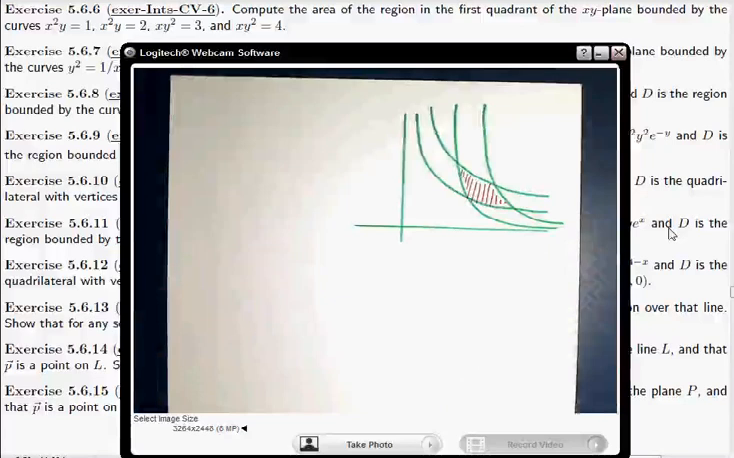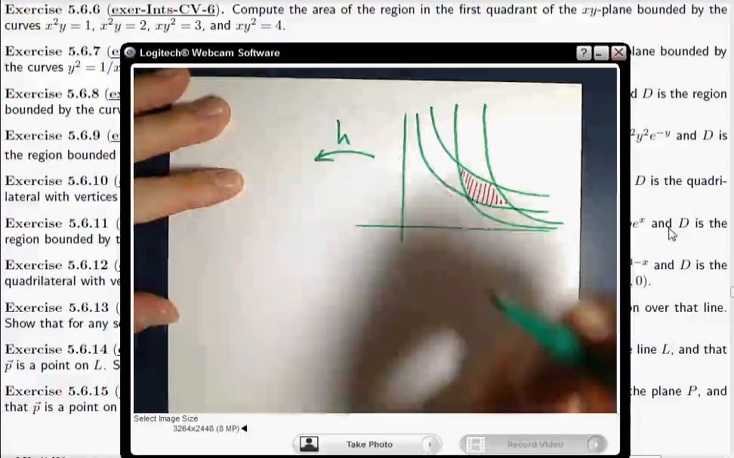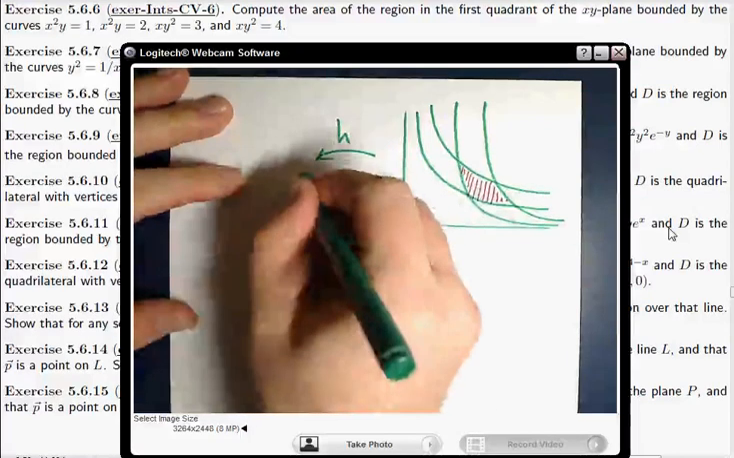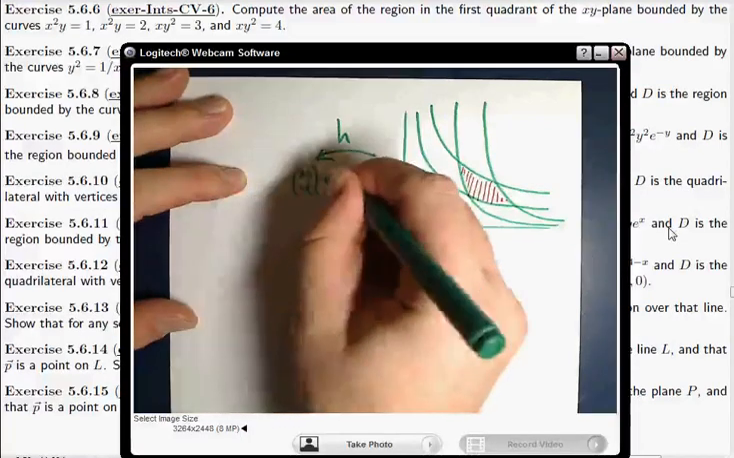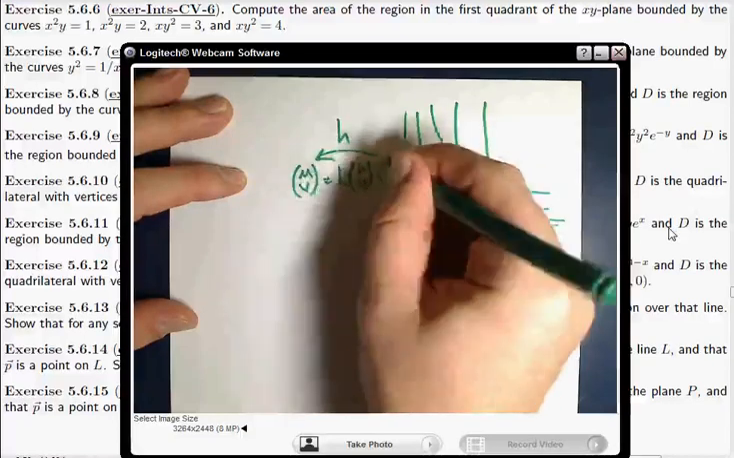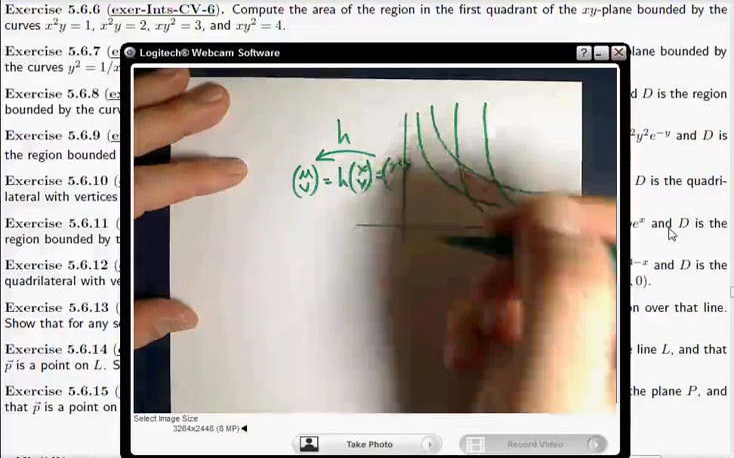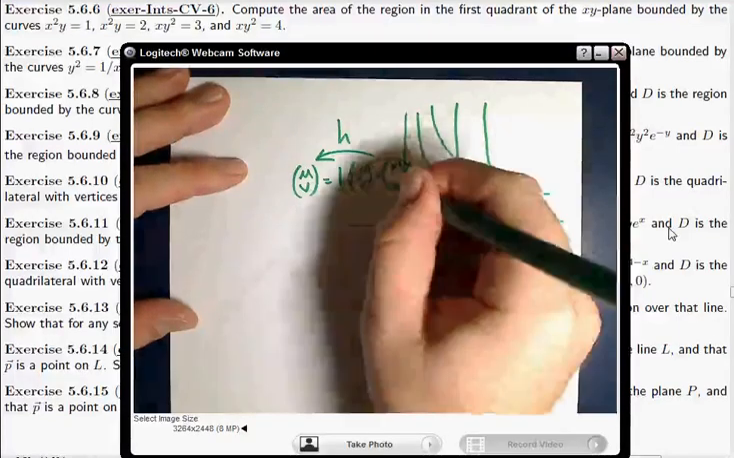Given the equations there, I'm going to define an h function. It goes the other way, of course. That gives u and v as functions of x and y, like so. I'm going to use x squared y and xy squared.